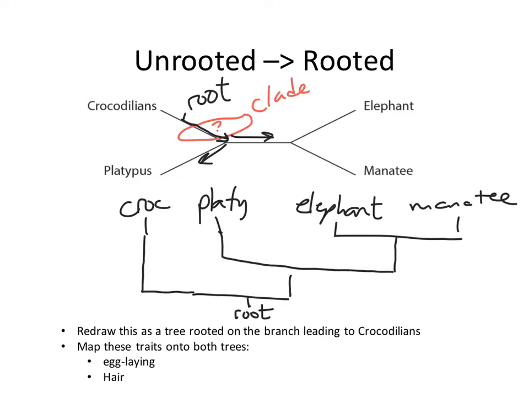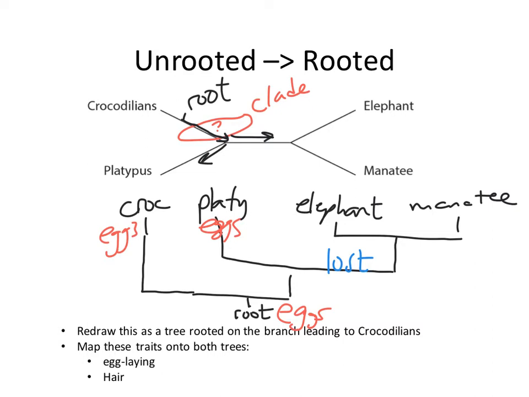Was egg laying an ancestral trait that was lost, or was it the other? Right. So if crocodiles lay eggs and platypi lay eggs, the most likely explanation is that the common ancestor had egg laying and it was lost somewhere on the branch leading from the common ancestor of platypi, elephants, and manatees to the mammals.